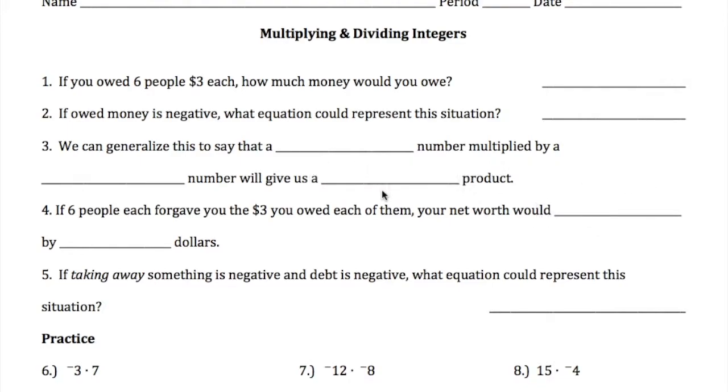In this lesson, we're going to be multiplying and dividing integers. So we're going to get some context for what we're doing and how the signs are going to work out. So let's consider a couple questions here. If you owed 6 people $3 each, how much money would you owe? Okay, you owe $3 to each person.